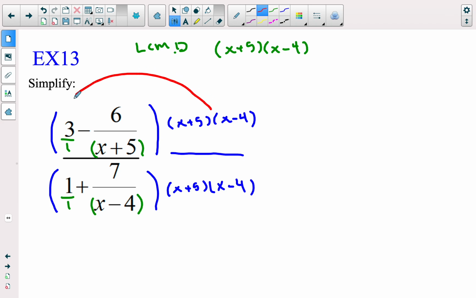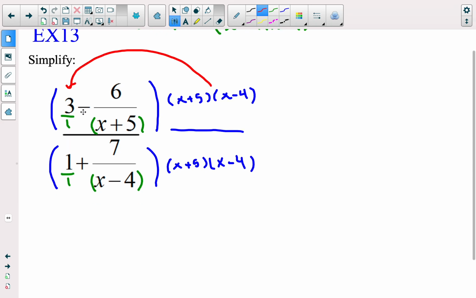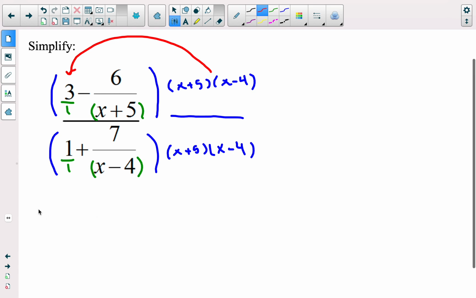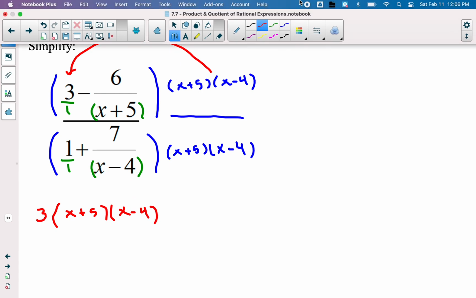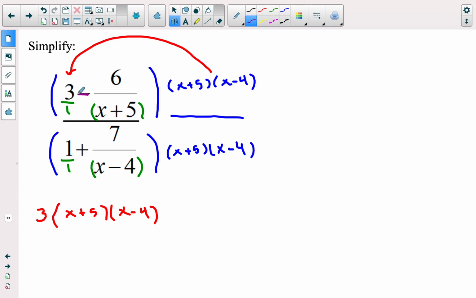So there's one coming over here, and that's going to be big, right? So it's going to be 3 times the quantity x plus 5, x minus 4. Then I'm going to distribute again, right? Now take note that there is a subtraction here, right? So I'm going to throw that in right now, and I'm going to distribute again, right? And as I distribute again, I'm going to notice that my x plus 5 and this x plus 5 are going to simplify to 1.